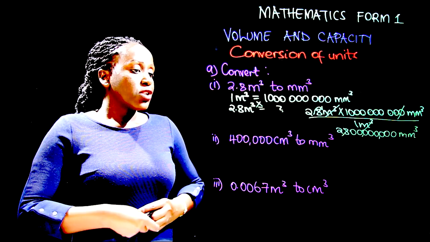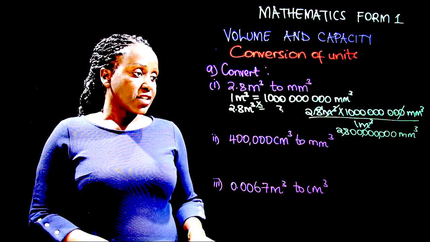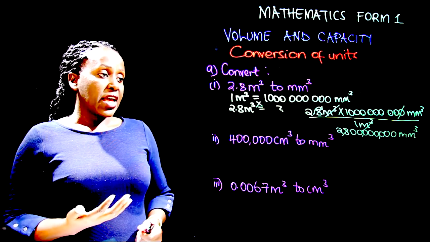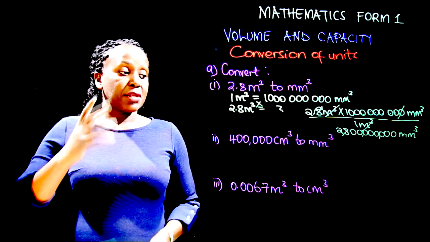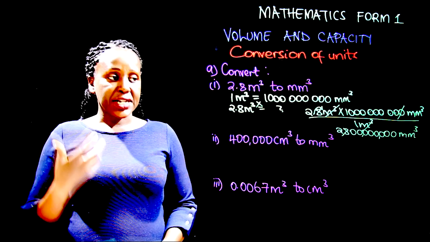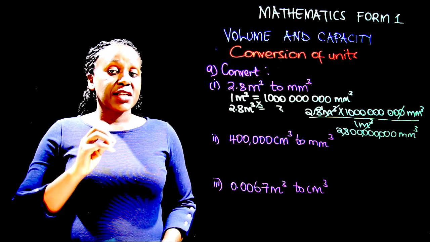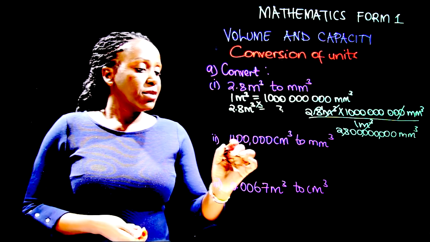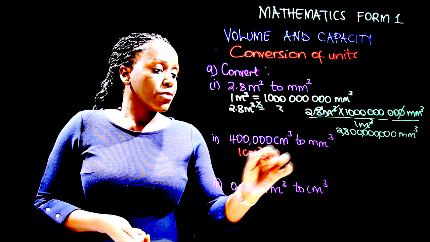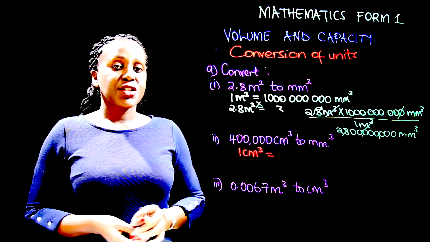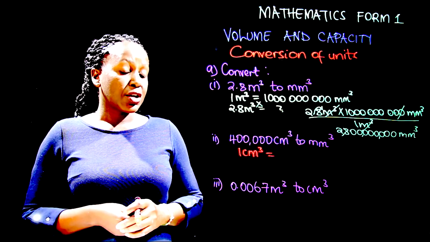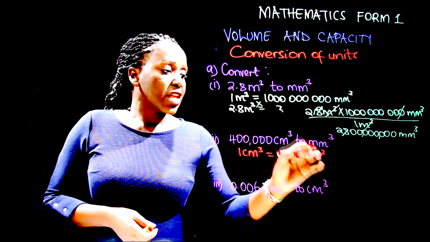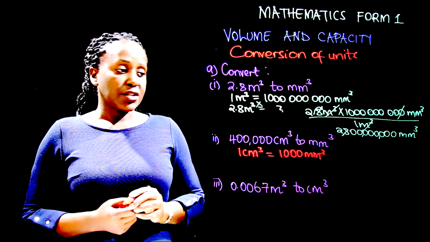So next, we are going to convert 400 centimeters cubed to millimeters cubed. You need to ask yourself again, between centimeters cubed and millimeters cubed, which one is greater? Centimeters cubed is greater. So we start with 1 centimeters cubed is equal to how many millimeters cubed? We agreed that 1000 millimeters cubed is equal to 1 centimeters cubed.